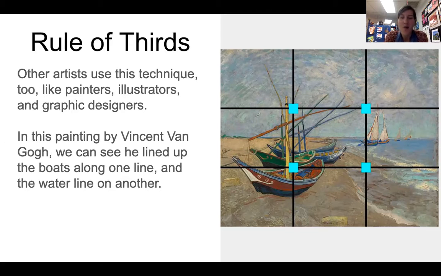So Vincent van Gogh made this beautiful painting of boats on a beach. And as we can see, he lined up his boats so that they're over to the left a little bit. The boats are not right in the very middle. They're a little bit to the side. Makes it more interesting.